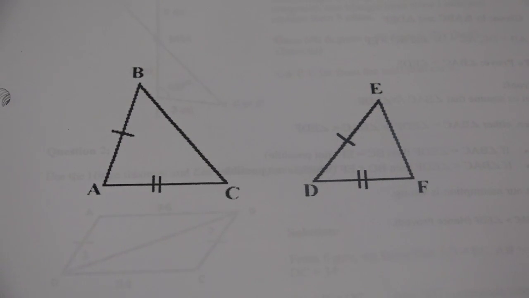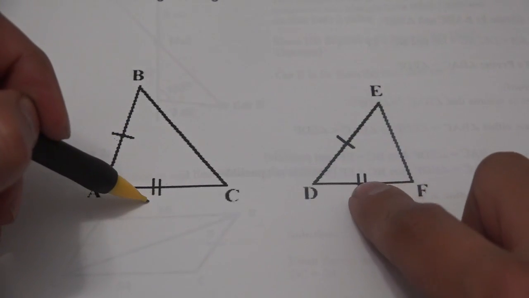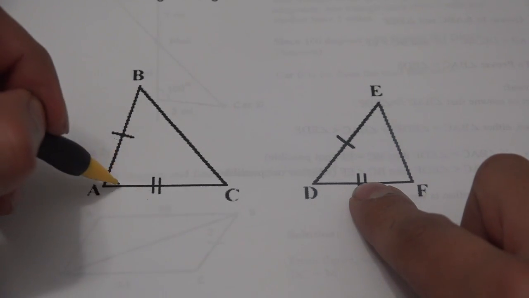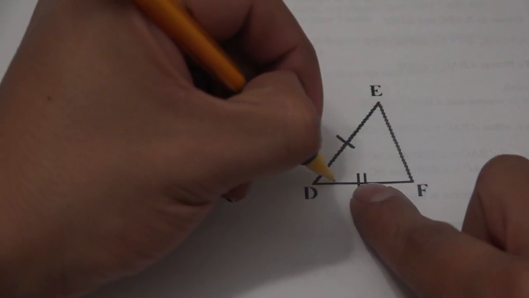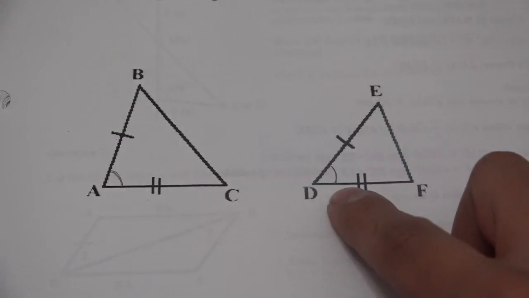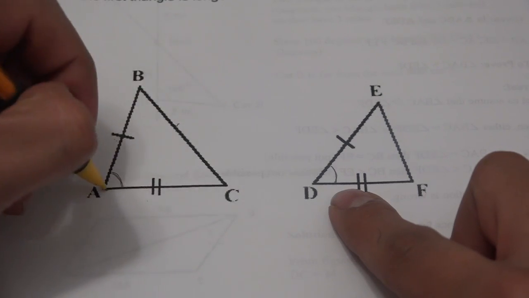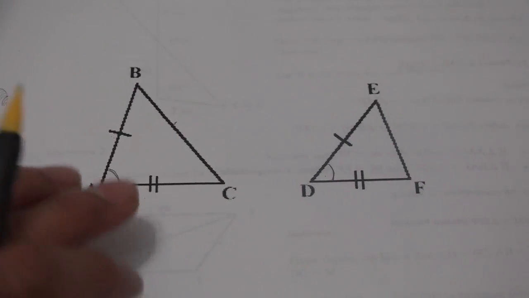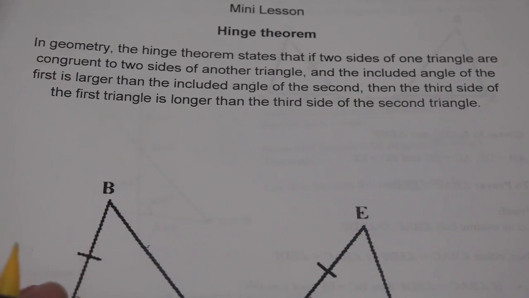But once again, let me explain what it means. This side is congruent to this one and this one is congruent to this one. If the included angle right here of the first triangle is greater than the included angle of the second one, then the side opposite to that angle will be greater than the side opposite to the second triangle. That's basically what it means. And you already knew that, but remember what it's called. It's called the Hinge Theorem. Okay? So let's do an example.